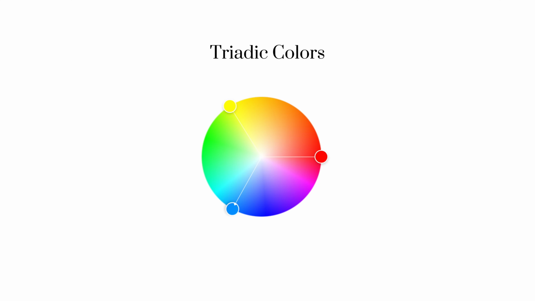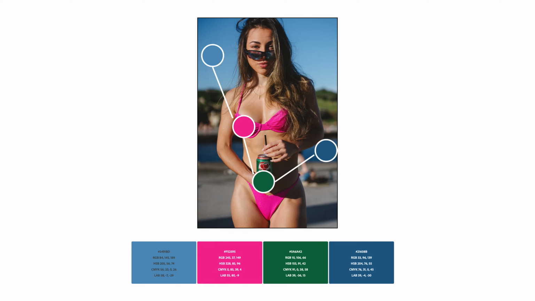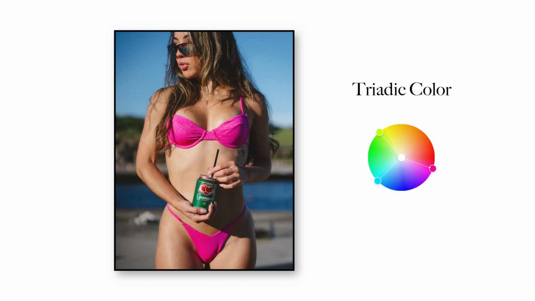And finally, the color harmony that holds the most contrast is triadic colors. This involves using three colors evenly spaced around the color wheel. This approach is all about creating a vibrant, high contrast but balanced look. It's definitely not the easiest to pull off, but can be really effective for creating energetic and colorful compositions.